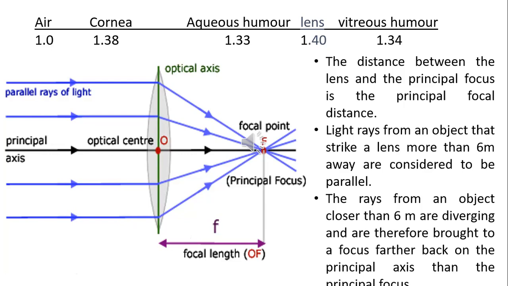Light rays from an object that strike a lens more than 6 meters away are considered to be parallel. More than 6 meters, they'll be moving as straight lines. The rays from an object closer than 6 meters are diverging and are therefore brought to a focus further back on the principal axis than the principal focus.